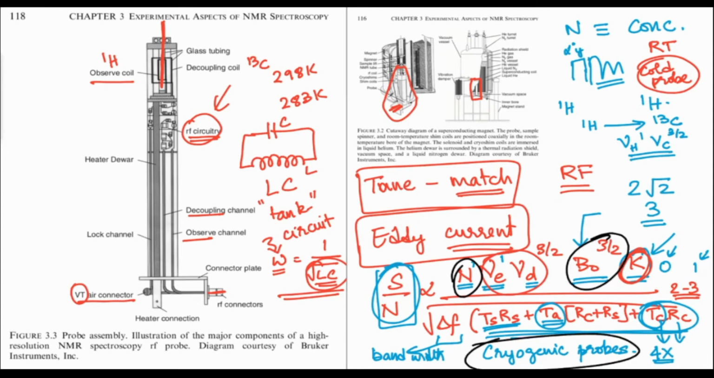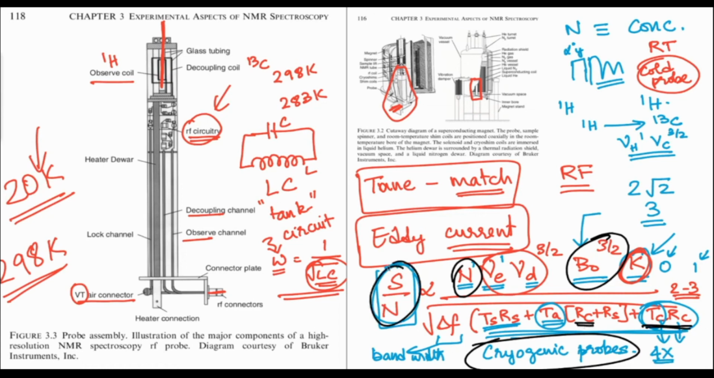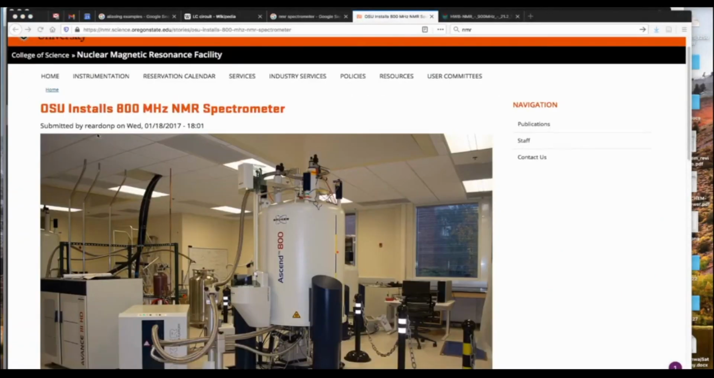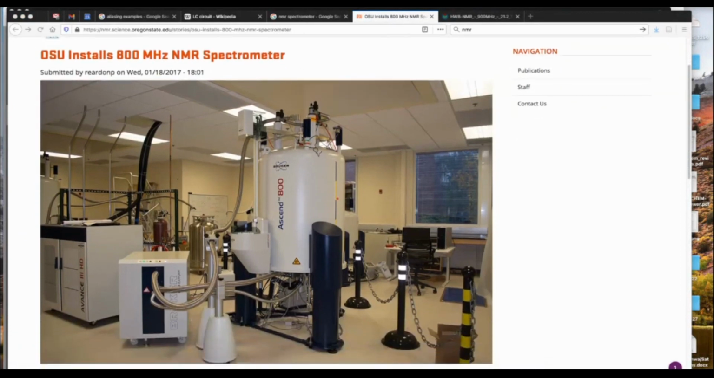Similar to the magnet being at 4 Kelvin, your probe is at 20 Kelvin. Your sample is still at 298 Kelvin, or whatever temperature you want to run it at. So these are very different things. All that the probe helps in is to reduce TC and RC, where that helps you in getting better signal to noise ratio.